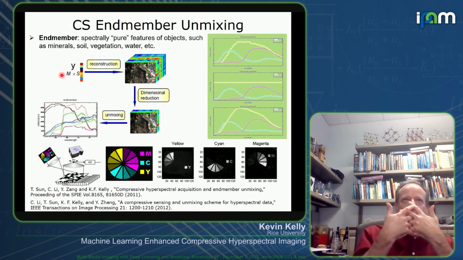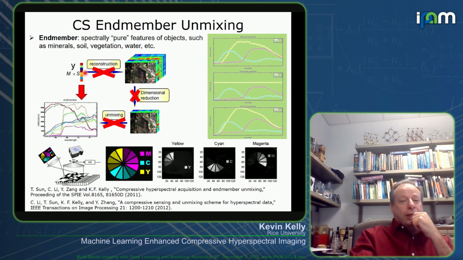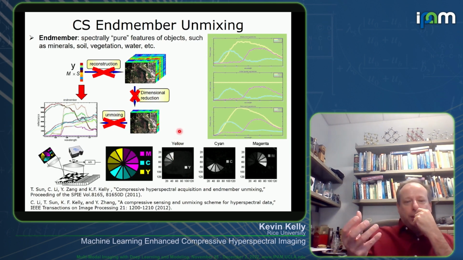Because of the universal nature of these measurements, they're broad spectrally and broad spatially, the idea is that you can work directly on the compressive measurements. So instead of taking the compressive measurements, reconstructing a hyperspectral cube, then doing dimensional reduction and unmixing to figure out end-member contributions in an image, you can skip all those steps and go directly to end-member unmixing. You can even do blind end-member unmixing and other typical techniques directly on the compressive measurements.